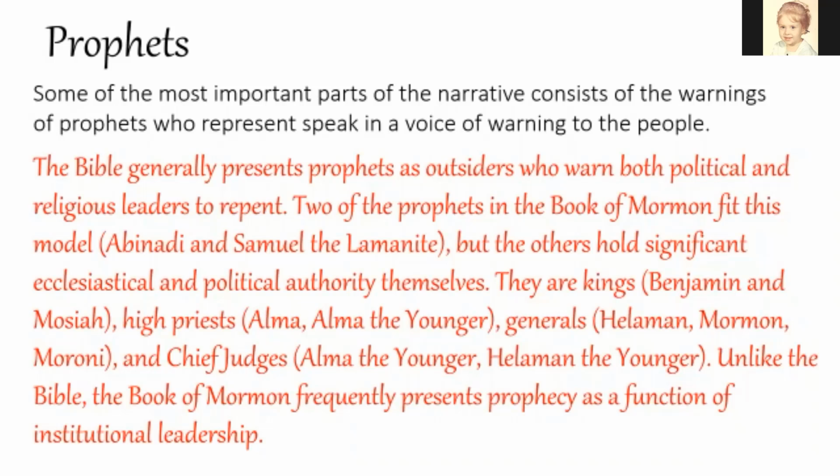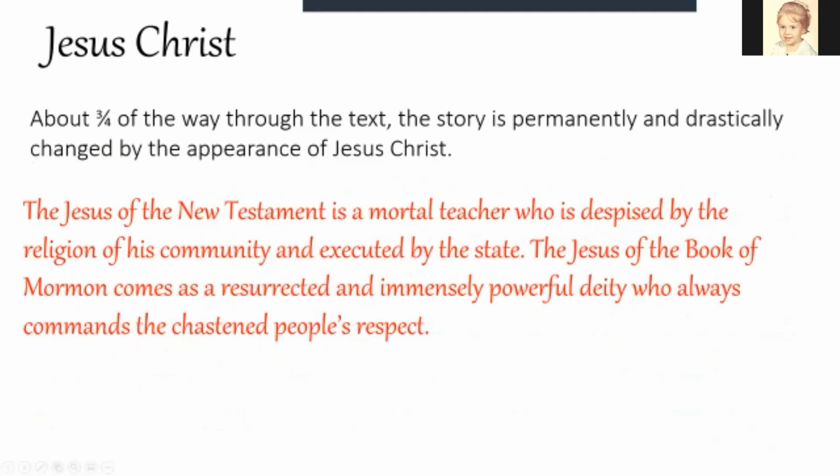But almost everyone else who's described as a prophet is an institutional authority. King Benjamin and King Noah, high priests, generals, Helaman and Mormon, Moroni, chief judges, Alma the Younger, Helaman the Younger. So prophets in the Book of Mormon are presidents of stuff. Prophets in the Bible are not presidents of stuff. They're ultimate outsiders. Whereas in the Book of Mormon, prophets are ultimate insiders. There is a theological importance to that distinction for Latter-day Saint contemporary practice.